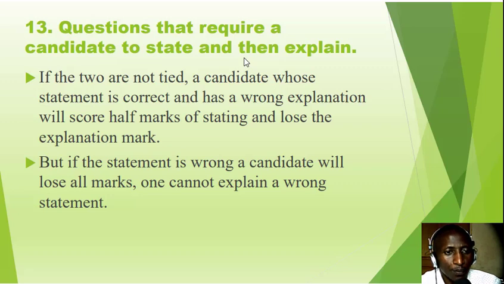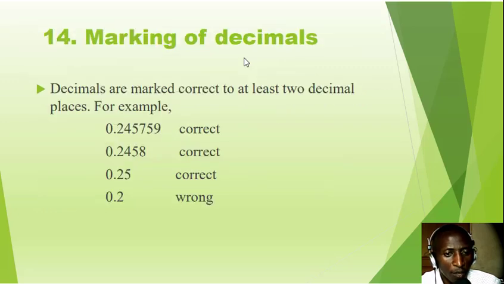Number 14, we look at how questions involving decimals are marked. Decimals are marked correct to at least 2 decimal places. For example, you have an answer coming up to be 0.245759. If the student shows it in that form, it is correct. Or to 4 decimal places, 0.2458, or to the minimum allowed of 0.25. Those are 2 decimal places. However, if the student gives that answer to 1 decimal place, 0.2, that is marked as wrong. So the minimum accuracy allowed here is 2 decimal places.